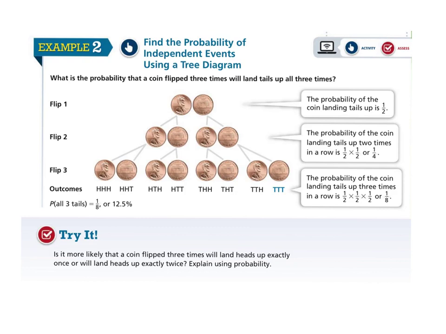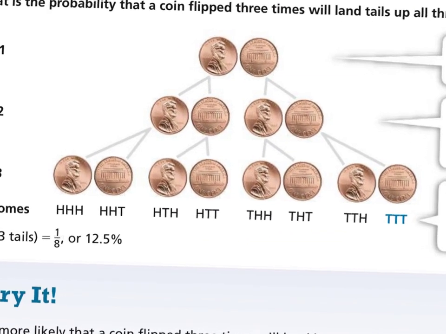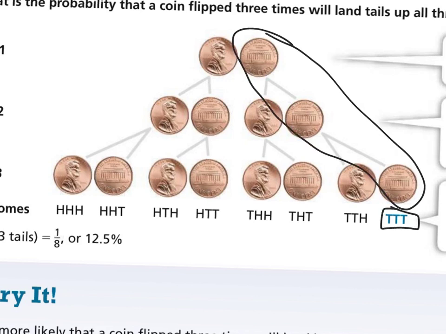Example 2, what is the probability a coin flipped 3 times will land tails up all 3 times? So what the book did, they did a tree diagram, kind of like we did with the kids the other day, chances of boys or girls. And if you look at these, to get all 3 tails, there's only one route. This is the only route that gives us all 3 tails.